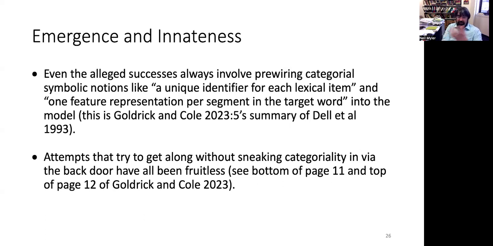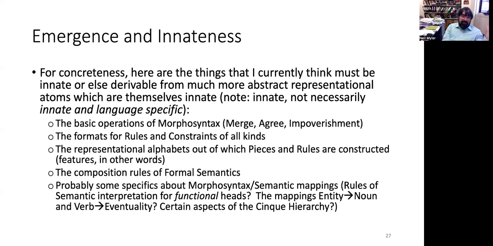And just for the sake of concreteness, here are the things that I currently think must be innate, or else derivable from much more abstract representational atoms, which are themselves innate. These are the basic operations of morphosyntax: so at least Agree, Merge, and Impoverishment. The formats for rules and constraints of all kinds. The representational alphabets out of which pieces and rules are constructed, features, in other words. The composition rules of formal semantics. And quite probably some specifics about morphosyntax-semantics mappings.